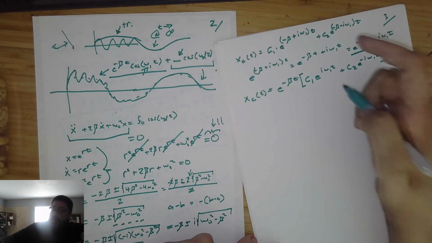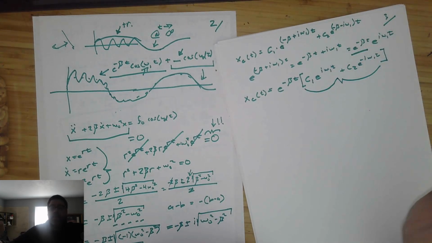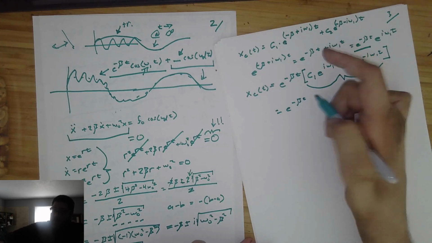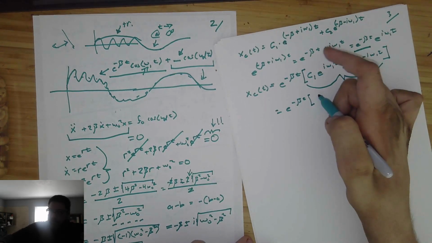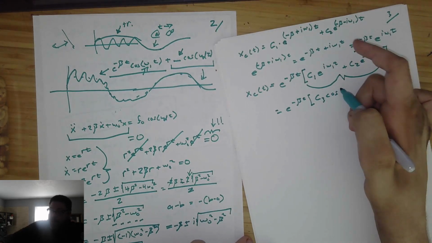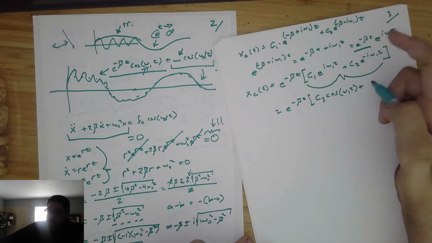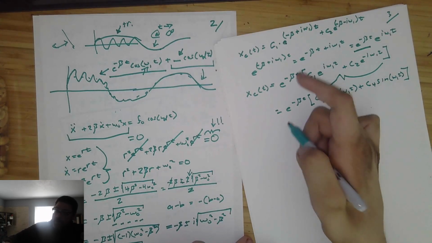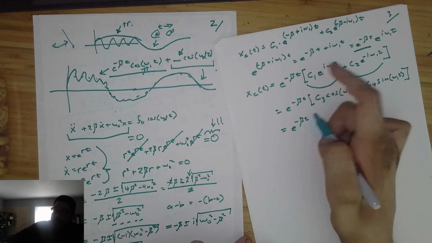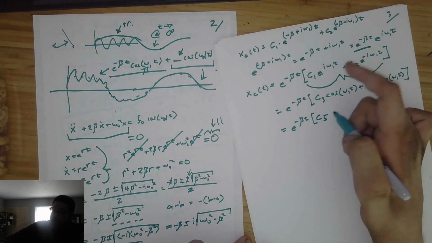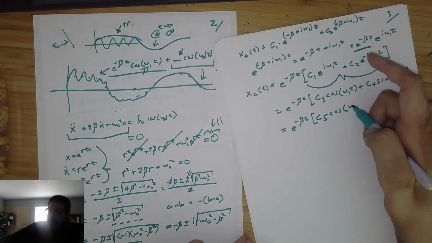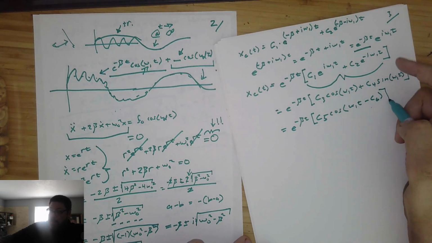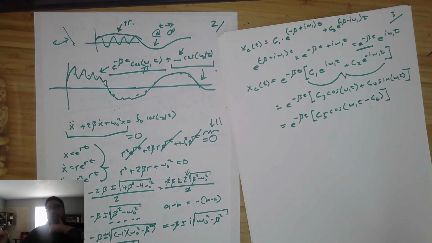We can rearrange this again. Remember that this can be rewritten in terms of sines and cosines, so equivalent solutions would be e to the minus beta t times c3 cosine of omega 1 t plus c4 sine omega 1 t, or also equivalent, c5 cosine of omega 1 t plus c6 sine. Those three are all equivalent forms of the same kind of thing.